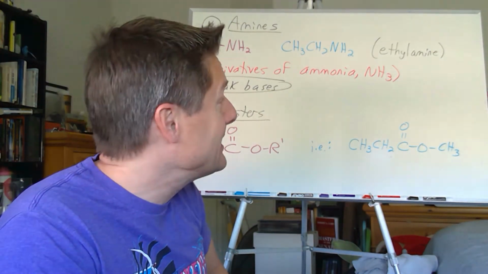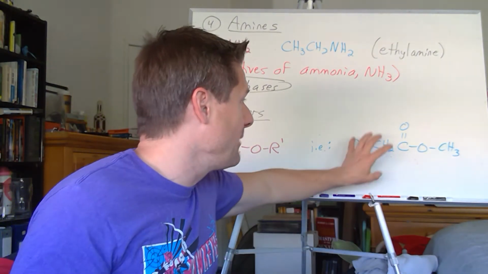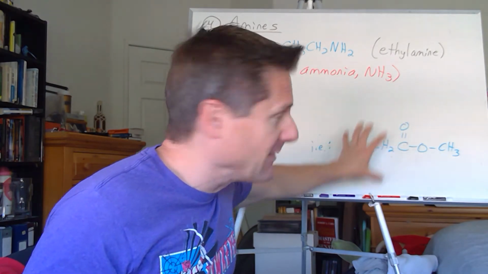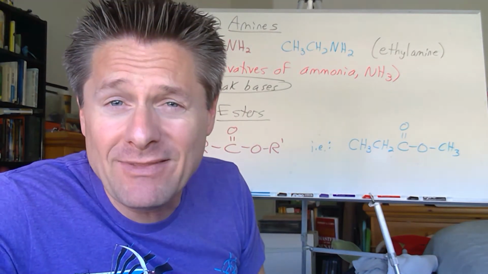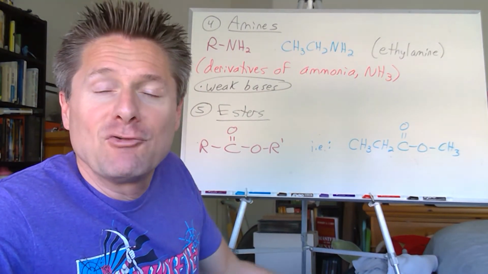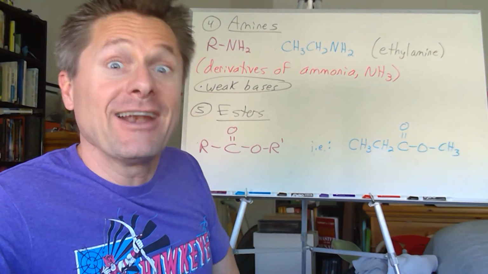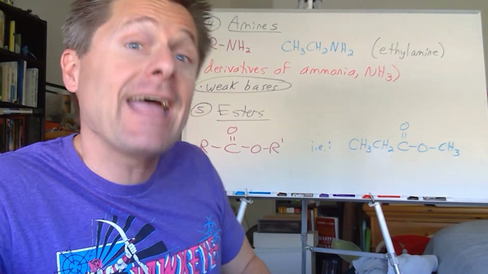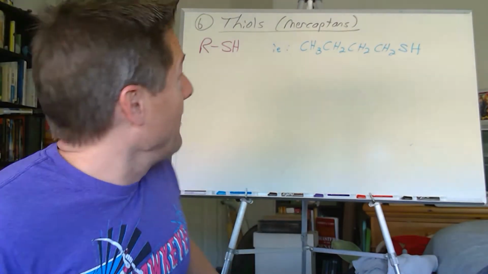It's really, really neat. We're not going to get into naming those. The common way of doing it is you name one side and then the other side, put it all together, and you get these crazy names. Not important for this class. I just want you to be able to recognize an ester group and imprint in your mind: fruity, flowery smells. Very nice. This next functional group can be kind of fun.